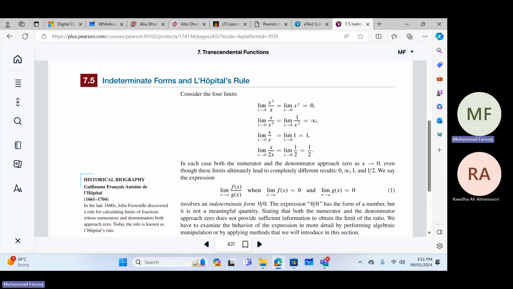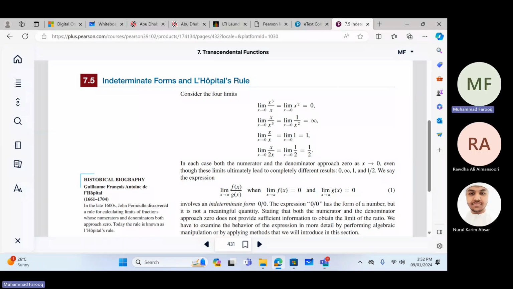Now, to handle these indeterminate forms, basically we use a technique which is called L'Hopital's rule. So L'Hopital's rule is basically used to tackle these indeterminate forms during the calculation of limits. I will show you these 7 forms, how they look, and what the procedure is, how L'Hopital's rule works.